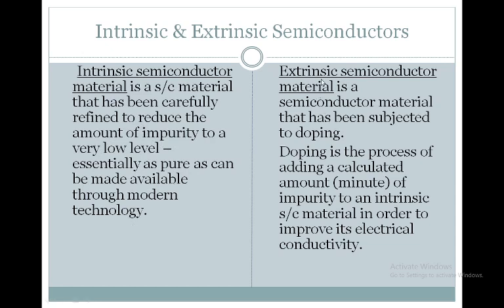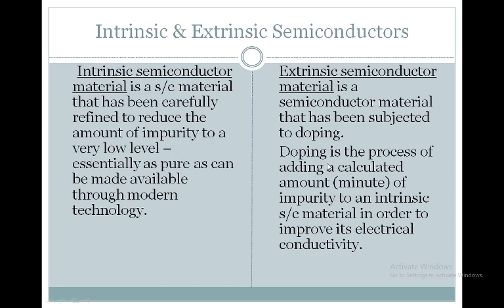But when we say extrinsic, an extrinsic semiconductor can only be made from a pure semiconductor, which is an intrinsic semiconductor. So when you have an intrinsic semiconductor, one that has been carefully refined, and this one is now subjected to doping, that's when you now have an extrinsic semiconductor. So we need to understand what the term doping means.